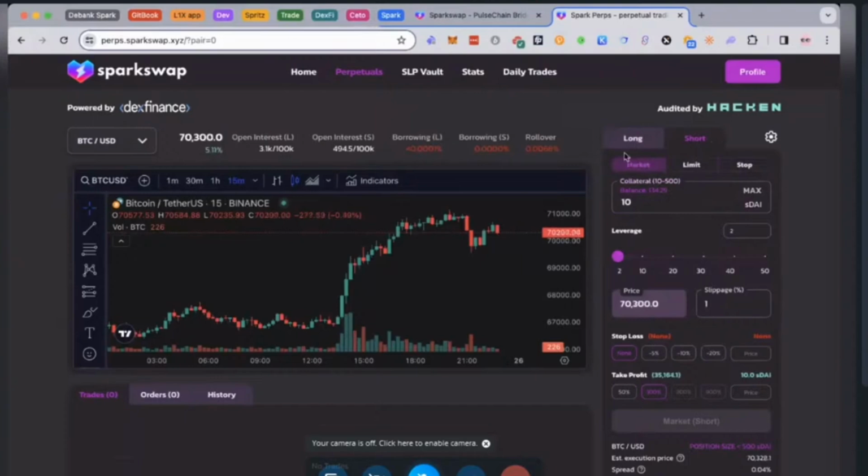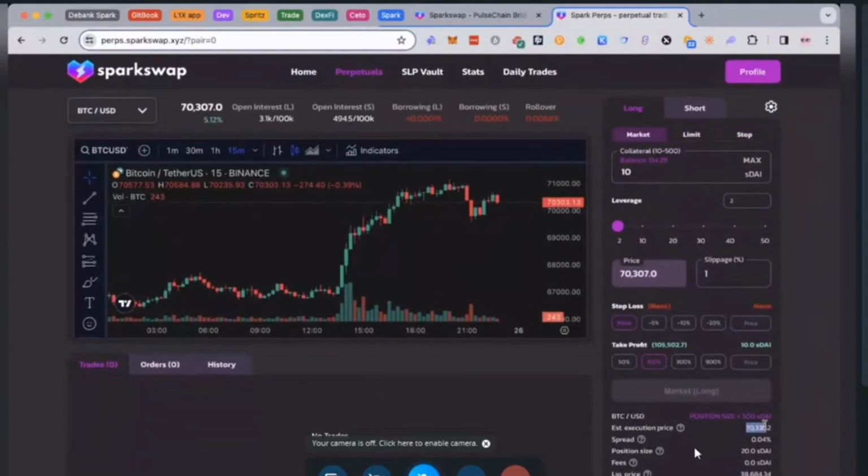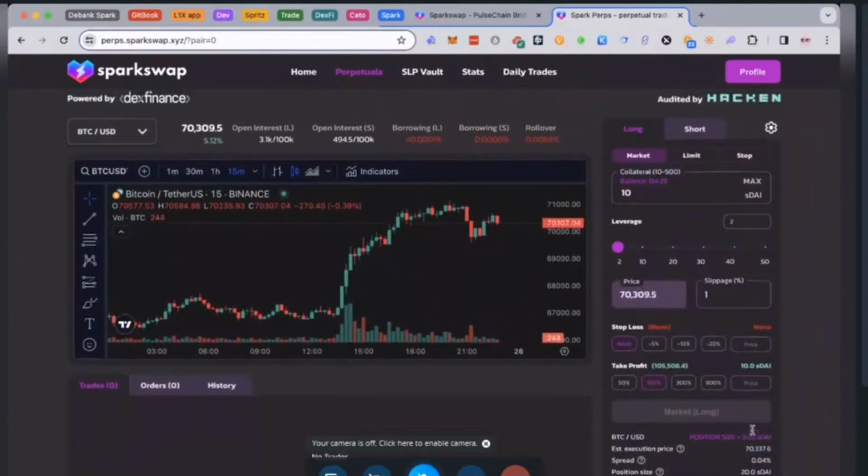Pretty simple. Then the next level down, you're going to see a couple different things: market, limit, stop. Again, 95% of you will probably just use market orders. This just means you're going to take the price, whatever the market's at right now. So let's say I think Bitcoin's going to go up right now. The price is 70,314, and you'll see that down here. This is your execution price, and if I wanted to place this, I would just purchase this at the market price.